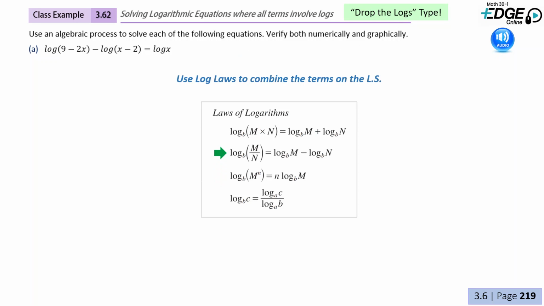So let's use any log laws that we can to combine multiple logarithms. On the left side, we can use our second log law to write it as a single logarithm where we're dividing. So we get 9 minus 2x divided by x minus 2. And we were able to do that because we were subtracting.